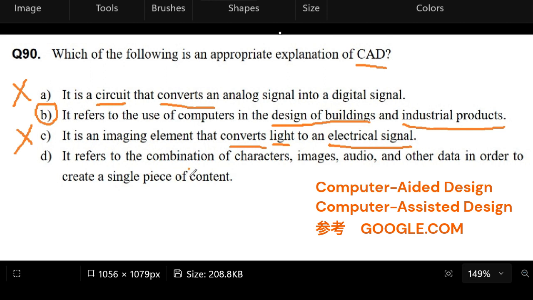For letter D, it refers to the combination of characters, images, audio, and other data in order to create a single piece of content. This is not necessarily CAD because it's a combination of these things, media actually, which when they come together form a piece of content. We need the CAD to help us design certain structures, certain products, and I think software exists also to do something like this where you want to create a media using characters, images, and audio and things like that. Like a video, actually. If we think about it, it would be a video, a piece of video content. Okay, so in the end, the best answer is letter B.